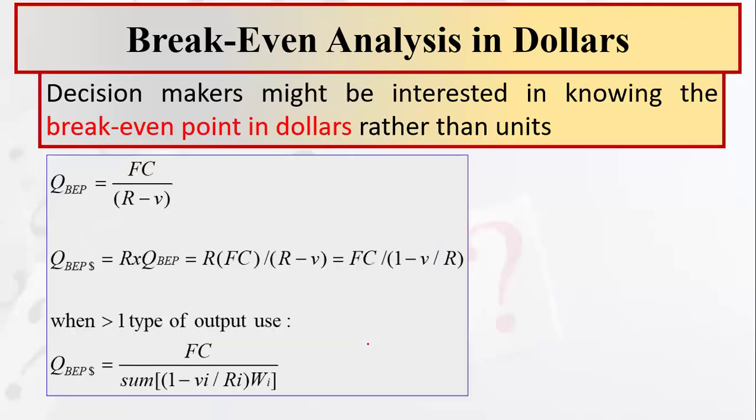Does anybody have any questions up to here, please? So you're not really producing one item, you're producing multiple items. So for one item, i equals 1, 2, 3, 4, like that.